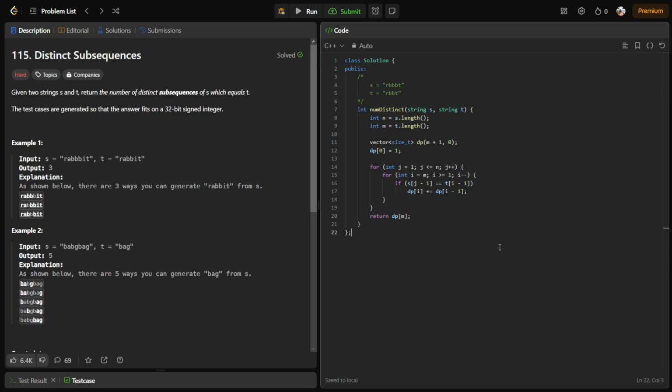LeetCode Problem number 115, Distinct Subsequences. So this problem gives us two strings, string S and string T, and the goal is to return the number of distinct subsequences of S which equals T. Here's some information about the test cases, and here's an example, right?